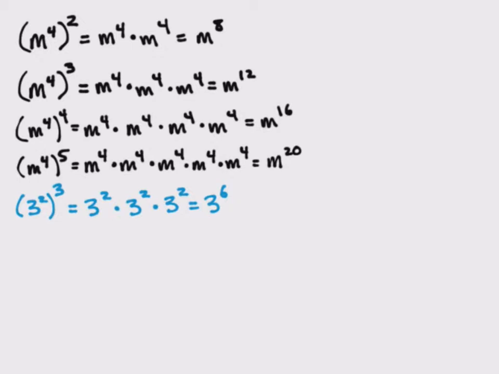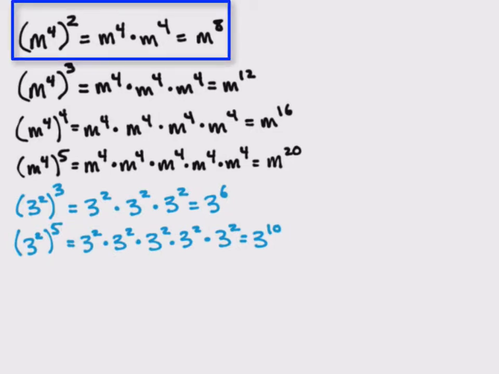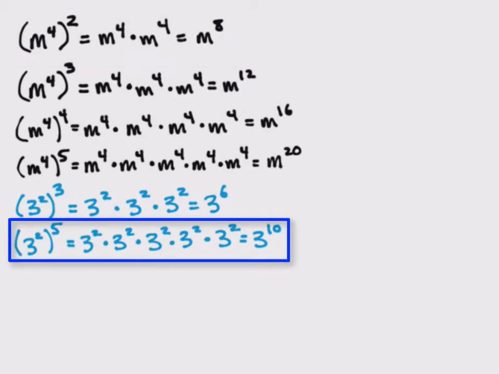One more example. How about 3 squared all to the 5th power? Well, not surprisingly, we know what it means to raise something to the 5th power. That means take whatever it is, in this case 3 squared, and multiply by itself 5 times. And we end up with 3 to the 10th power. Now, we've started with all nice positive exponents, and it seems like every time we're simply multiplying the exponents. M to the 4th to the 2nd power, 2 times 4 is 8, we end up with m to the 8th power. Or 3 to the 2nd, all that to the 5th power, 2 times 5 is 10, we ended up with 3 to the 10th power.